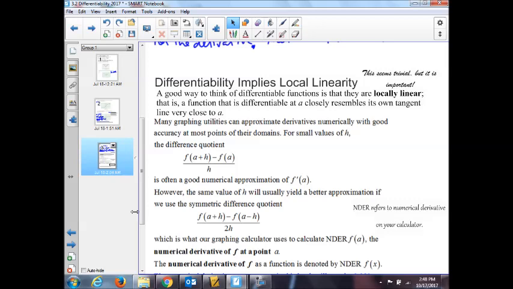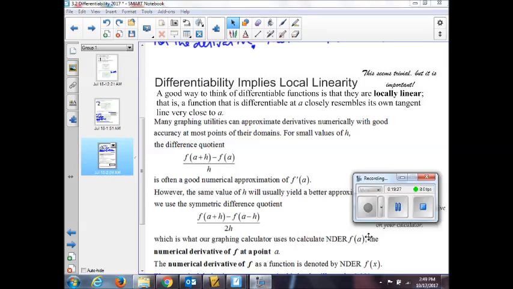A good way to think of differentiable functions is that they're locally linear. That is, a function that is differentiable at a, that number that you're testing, closely resembles its own tangent line, very close to that number a. Now, many graphing calculators use these points. I'm going to pause this because if you're at home doing this, you can read.